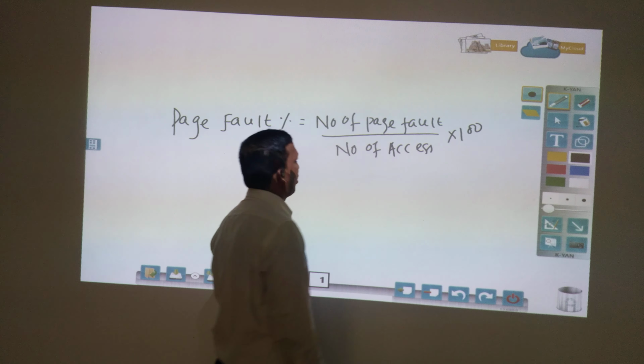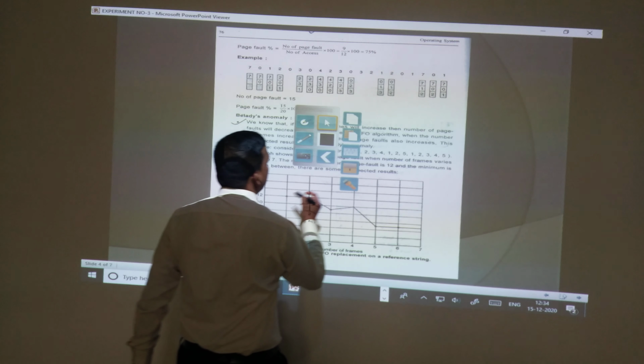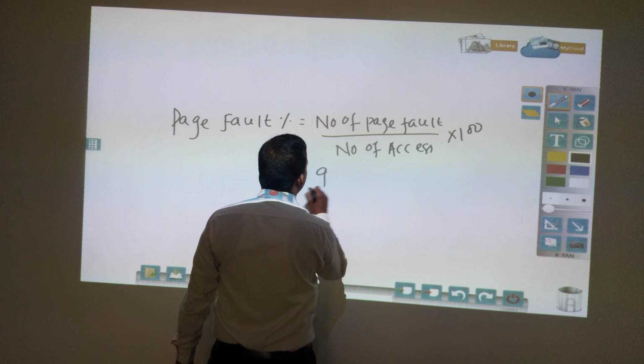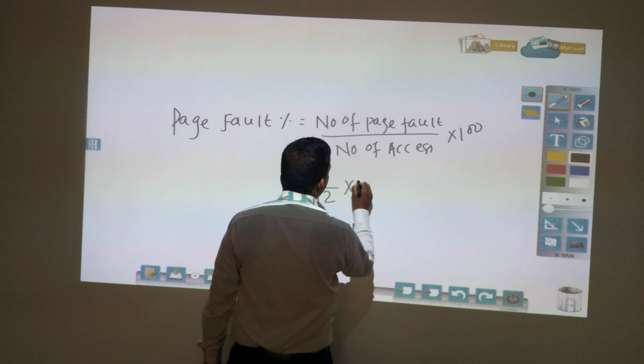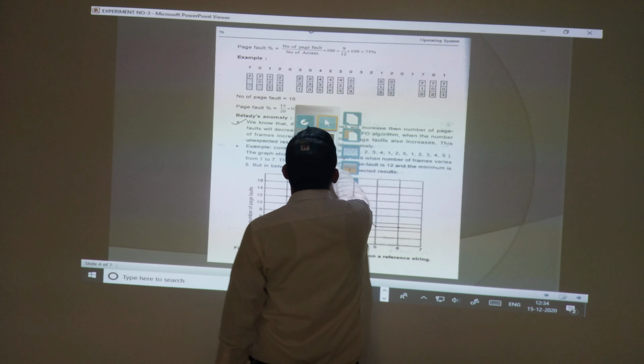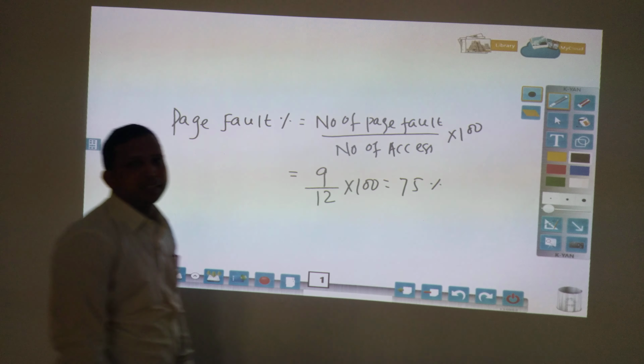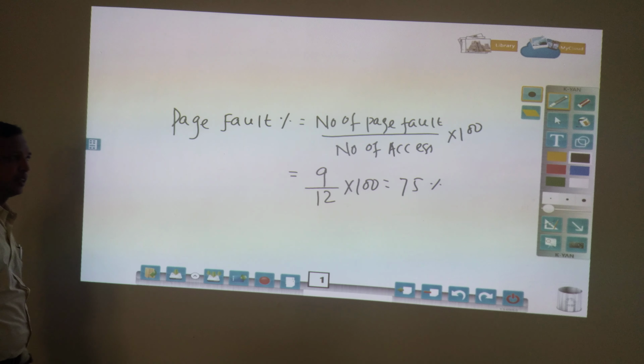How many page faults are there here? In the previous question the number of page faults equals 9. So 9 by number of accesses 12 into 100, that equals 75%. So the page fault percentage is 75%.